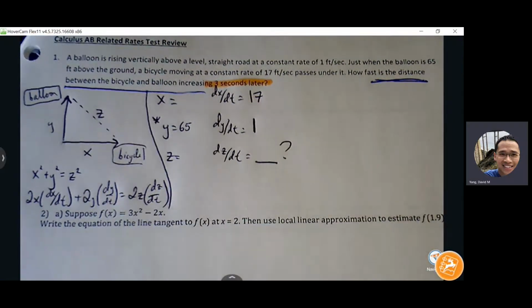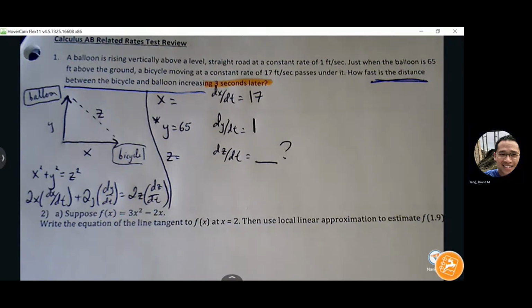How is that 3 seconds later? Okay, so the idea is that we're imagining that we're taking a picture of this triangle 3 seconds after the moment that the bicycle passes by under the balloon. So how does that 3 seconds help us out? We can multiply by 17, yeah, x.